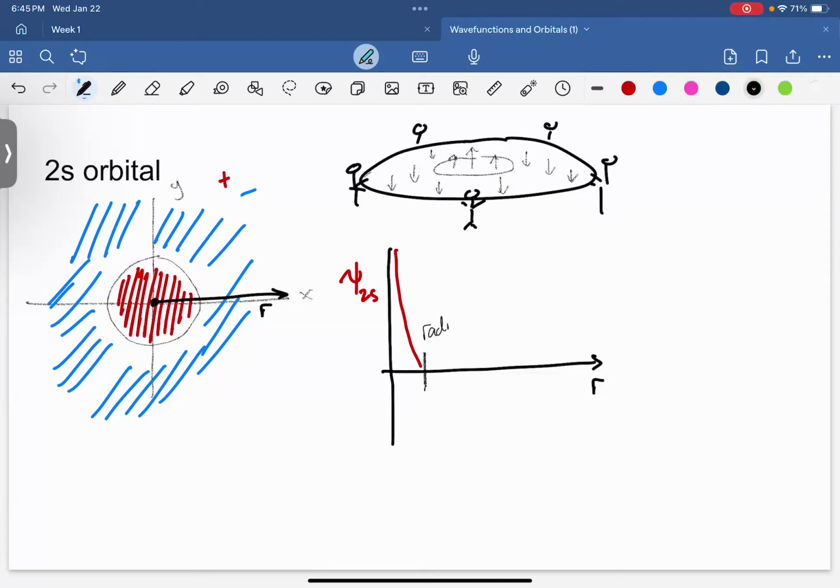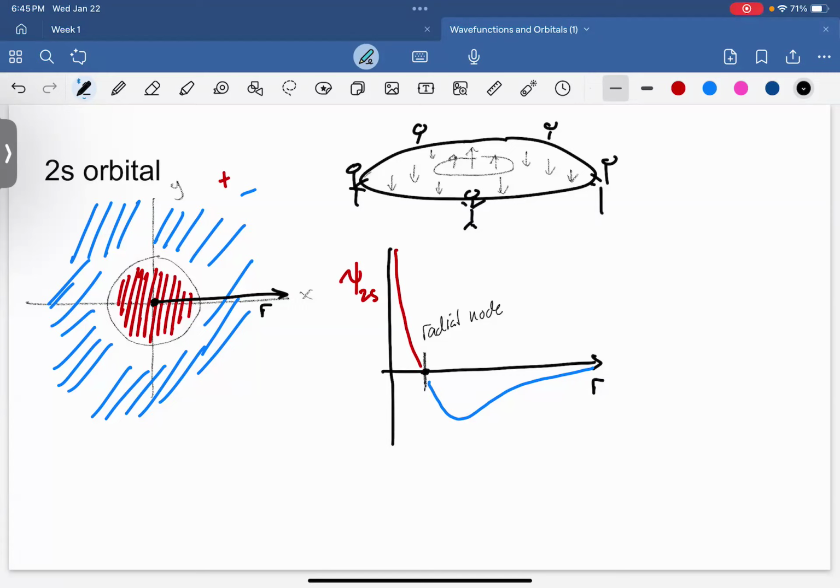where I have my radial node, the function changes sign to becoming negative and then gradually decays back towards 0. So there is a point here where my function is fixed at 0, and that is my radial node.